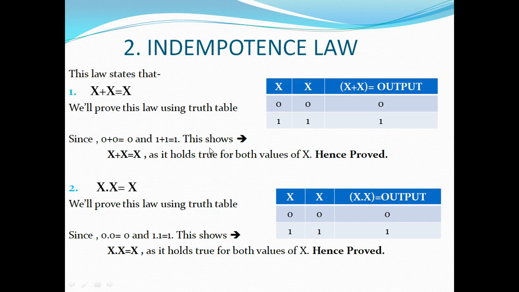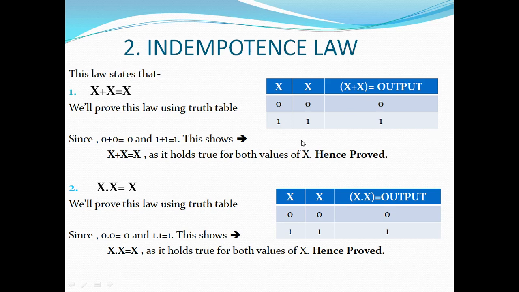Now the next theorem is the idempotence law. This theorem states two equations. The first equation is x plus x is always equal to x. And the second law states x dot x is always equal to x. Either multiply x with x, it will give x, or add x with x, it will also give x only. Now this law can be proved using a truth table.